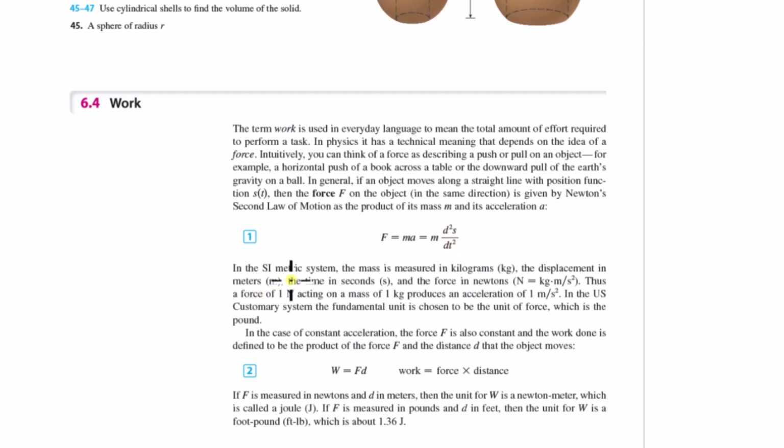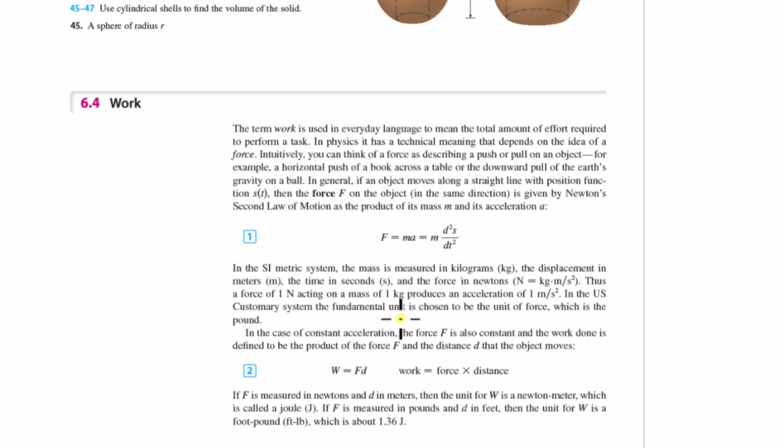Okay? In the SI metric system, the mass is measured in kilograms, the displacement in meters, the time in seconds. So for these units, if you're using kilograms, meters, and seconds for F = ma, then that's what a Newton is equal to. 1 Newton is 1 kilogram meter per second squared, right? That's the units of m times a. Thus, a force of 1 Newton acting on a mass of 1 kilogram produces an acceleration of 1 meter per second squared.